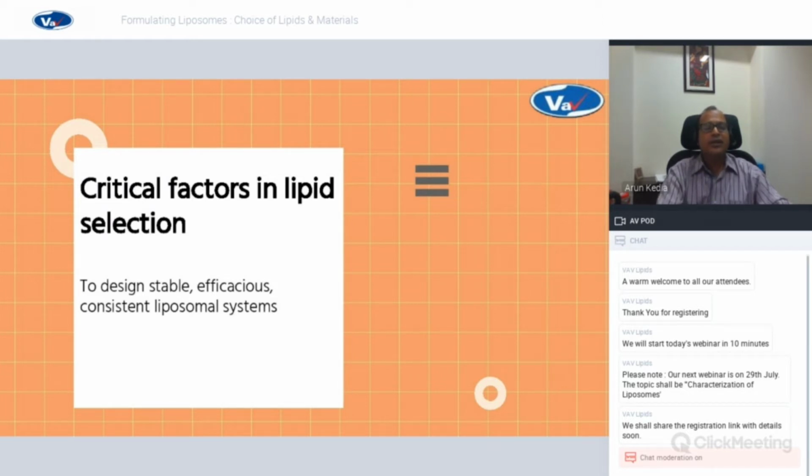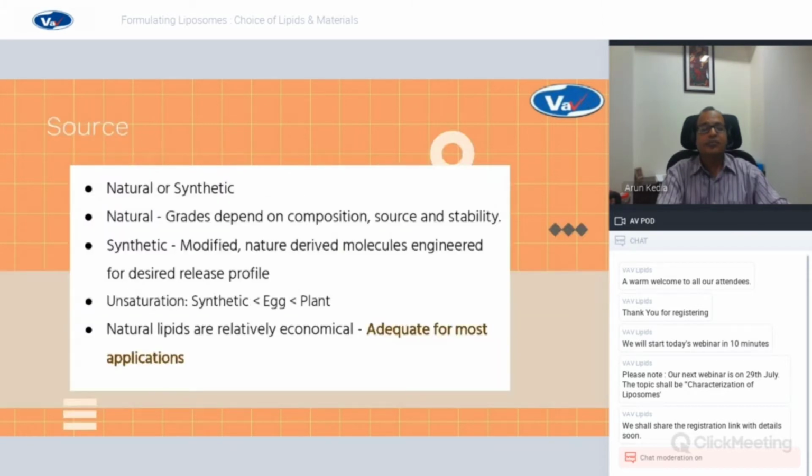So let's look at the critical factors in lipid selection. Finally, the objective being agreed is to design stable, efficacious, consistent liposome systems. And good liposomes, or well-designed liposomes, will have a positive effect on membrane characteristics like permeability, lateral diffusion of lipids, elasticity, binding properties, drug loading, etc. So the first question always in lipid selection: natural or synthetic? We will touch upon this in great detail.